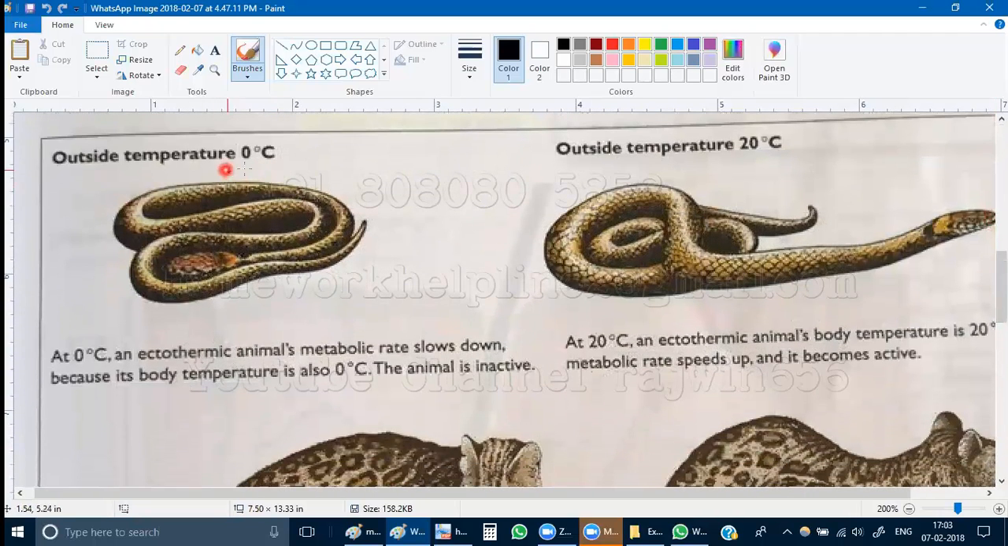The outside temperature over here is 0 degrees Celsius. At 0 degrees Celsius, the ectothermic animal's metabolic rate slows down. So their body processes will be slowed down, and this is how they conserve energy in their body, because the body temperature is also 0 degrees Celsius. So the animal becomes inactive. If the outside temperature is 20 degrees Celsius, the ectothermic animal's body temperature is also 20 degrees Celsius. Metabolic rate speeds up, and at that time this animal becomes active.